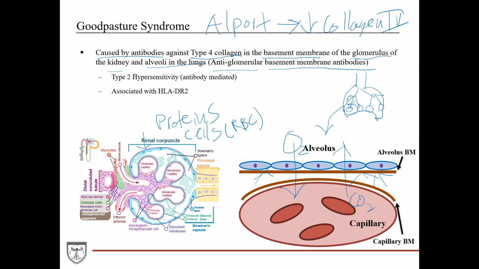And then just for a quick immunology tie-in here, this is a type 2 hypersensitivity. Remember, there's different types of hypersensitivities, and it's type 2 because it's antibody mediated. And then it's also associated with HLA-DR2. This can often be a test question as well.